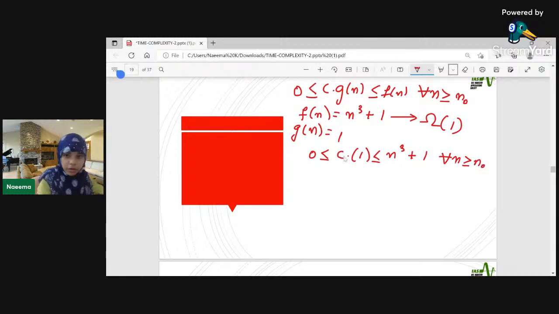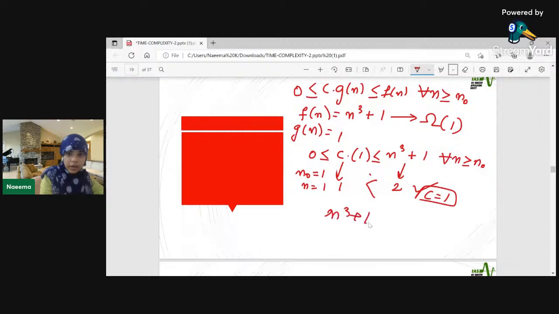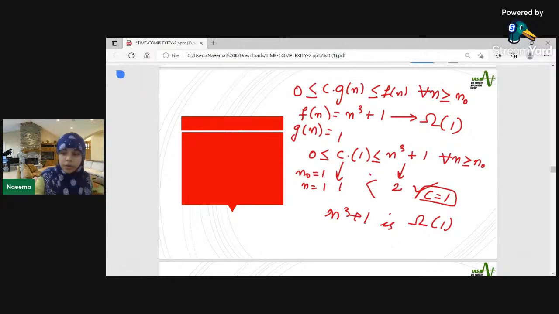So now we have to find a constant c such that this equation is satisfied. Let's try for n naught equal to 1. So n will be 1, so this will be 2. And if we take c as 1, this will be 1. So 2 is obviously greater than 1. So the equation is satisfied when c is equal to 1. Therefore, I say that n cube plus 1 is big omega of 1. So I hope you have understood this.